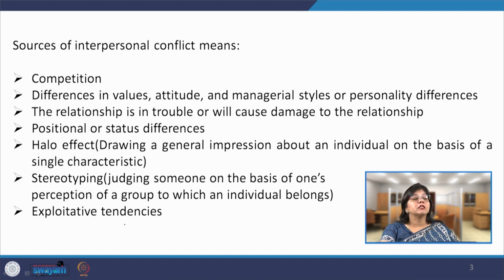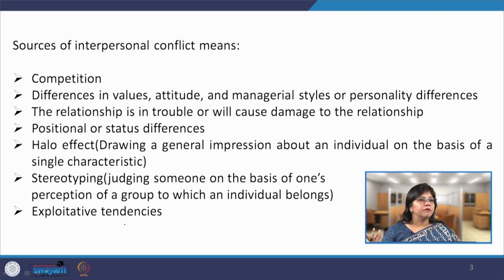And the last is exploitative tendencies. This is something based on an individual's experience. Maybe any person who tries to take maximum advantage of an individual, then how the person understands those situations and resists, so that he or she will not allow the other person to take more advantage in future, leads to interpersonal conflict again.